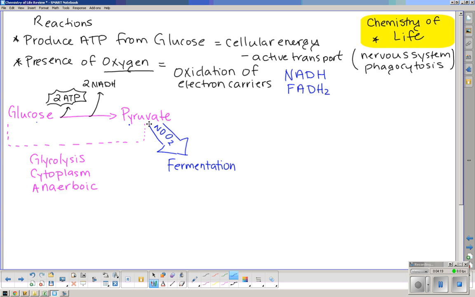Next, if pyruvate does have oxygen presence, it can continue. This continuation is a conversion of the pyruvate molecule into a bridge reaction here, forming a molecule called acetyl-CoA. Acetyl-CoA has access into the Krebs cycle. When pyruvate is modified, again electron carriers are formed, 2 NADH molecules. Acetyl-CoA can now get into the next phase, the Krebs cycle.